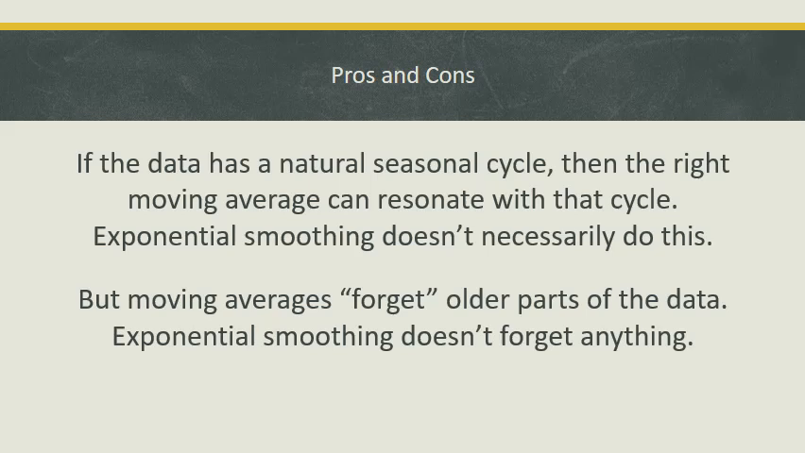Exponential smoothing has none of these problems. There's a smooth value for every time period, and because of the recursive nature of the formula, every past number has a role in the calculation of the next smooth value. Nothing is ever forgotten in exponential smoothing. But one downside of exponential smoothing is that it can't lock into a natural seasonal cycle like a moving average can.